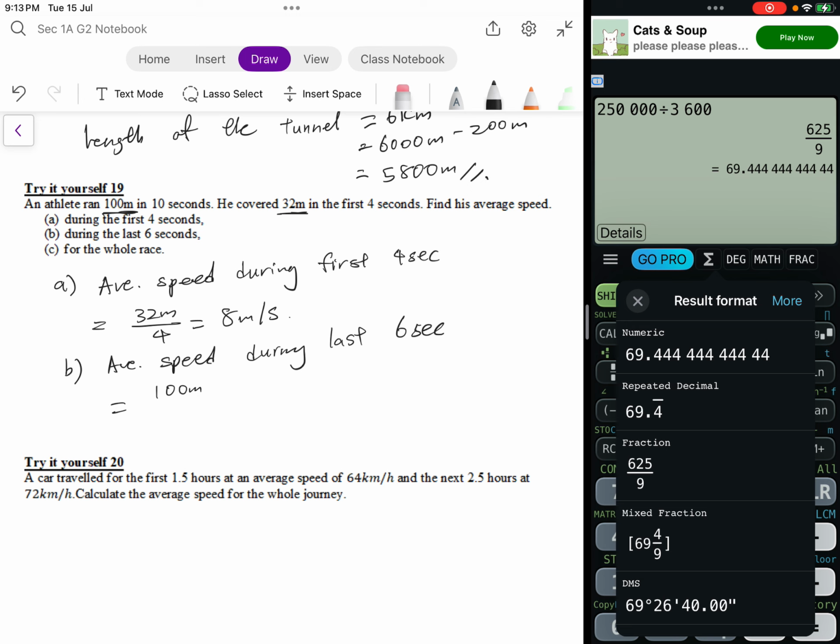100 meters minus 32 meters divided by 6 seconds. 68 meters per 6 seconds would give me 11 and 2 over 6 meters per second. Okay, simplify: 11 and 1/3 meters per second.